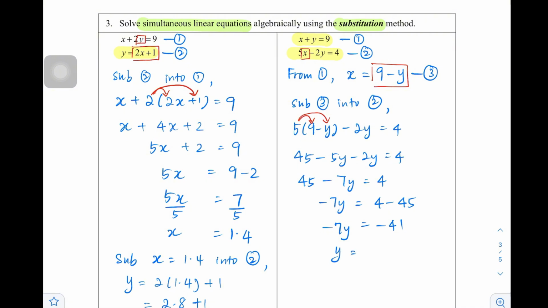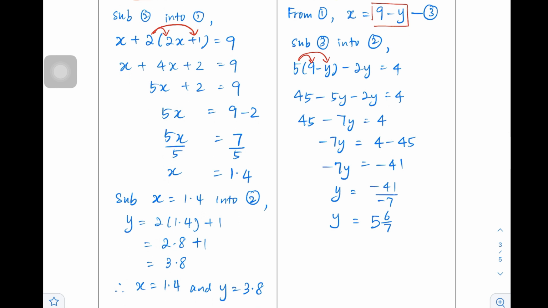In order to find y, I need to divide by negative 7 on both sides. A negative number divided by a negative number would give me a positive value, and 41 over 7, if I change it into a mixed number, would give me 5 and 6 over 7.